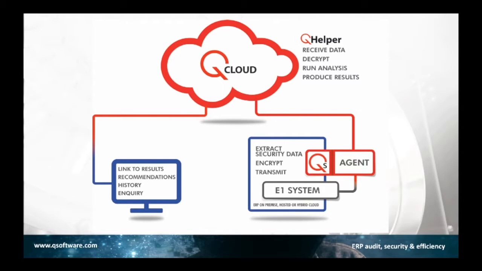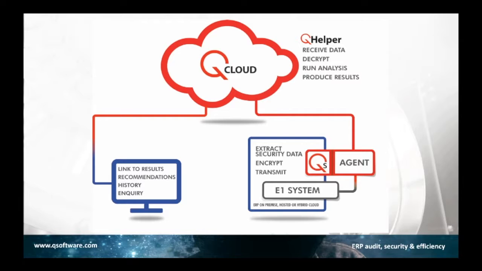If you look in the lower left-hand side, this is a representation of a browser connecting to the Q Cloud portal, where a customer will log in, they will see their results online, they'll see recommendations as to what they need to do to correct any issues that they see from their audit. They can also see history if they have had multiple audits run in the past. And most importantly, as I'll show in my demo real quick, they have the ability to drill into all of their results and then make fixes to their Enterprise One security on the fly.